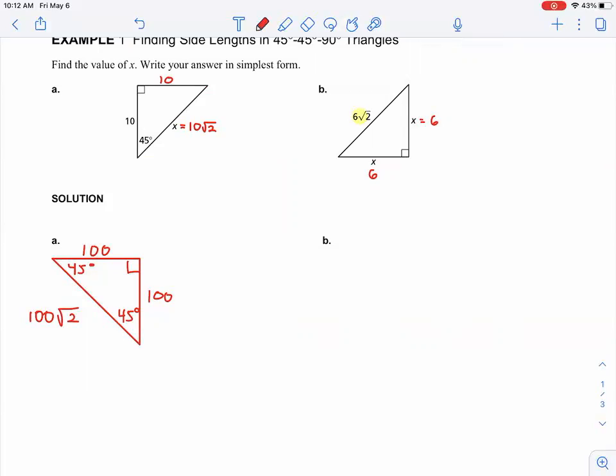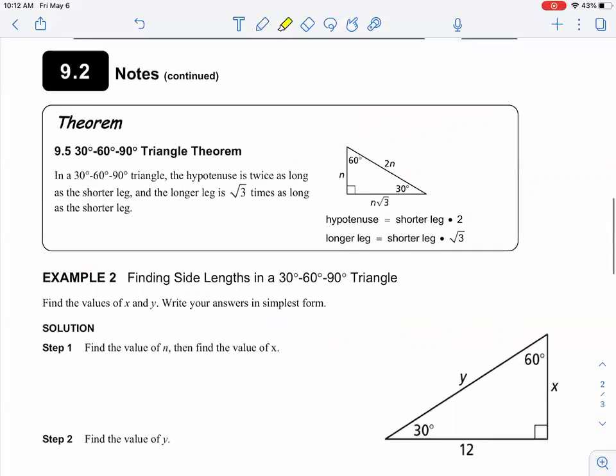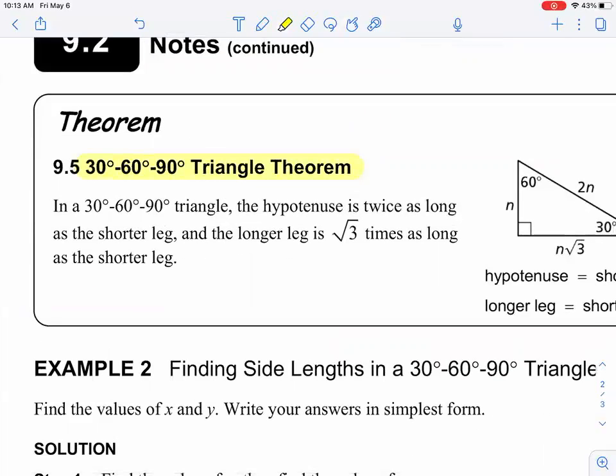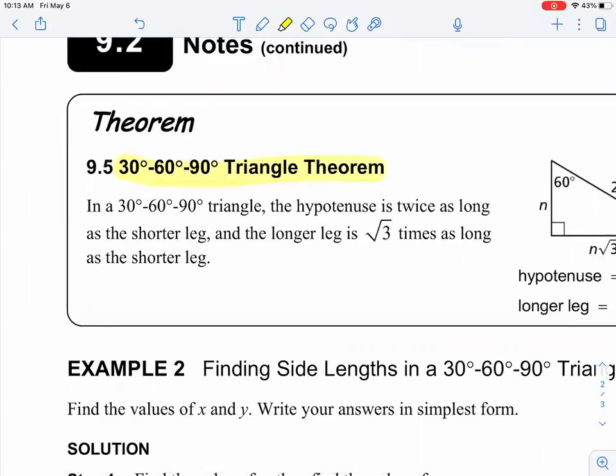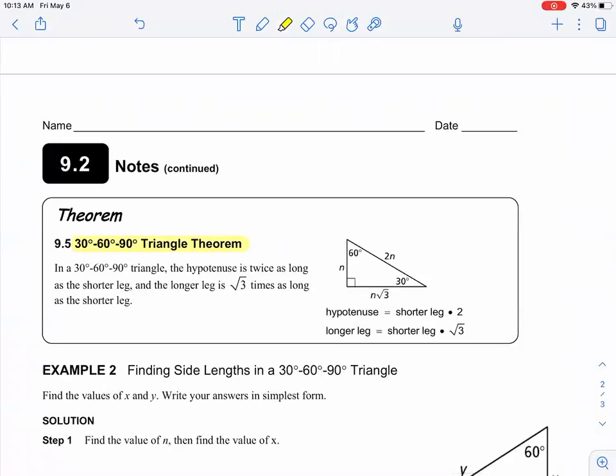All right, any questions on that before I move on to a different type of triangle? Because there's one other special type of triangle that we're going to talk about. So let's scroll down here to what's called a 30, 60, 90 triangle. Okay, and there's only two special right triangles we're going to work on. Those are the only two. The first one and then this one.